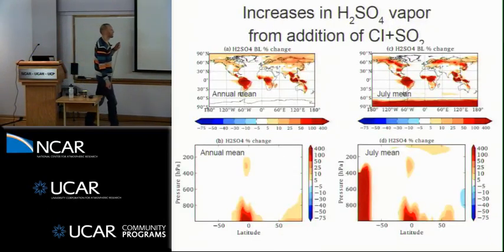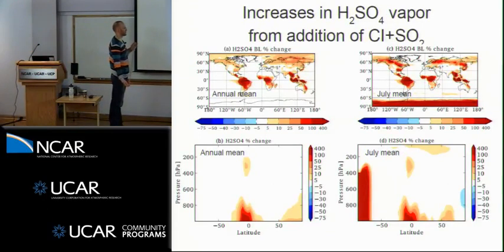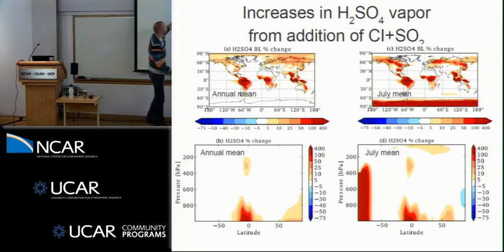So this is how much we increase our sulfuric acid concentration due to the addition of this chemistry. This is a percent change between our model cases without the chemistry versus adding in this Criegee plus SO2 chemistry. The left side is annual average, and the right side is July, just because it lights up the northern hemisphere a bit more, where a lot of the research has been done on this, such as in the Malden paper.